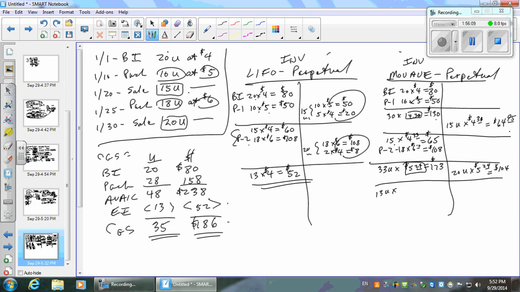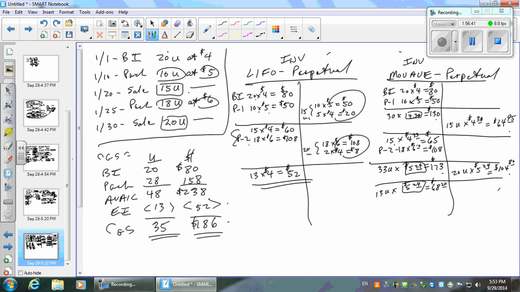Okay, good. So we believe it. So what do we have left? 13 units at 5.24, because we haven't bought any more. We just sold some. It should be the difference between 173 and 104.80. How much is that? 68.20. Yeah, it's rounding. But we did it, didn't we?